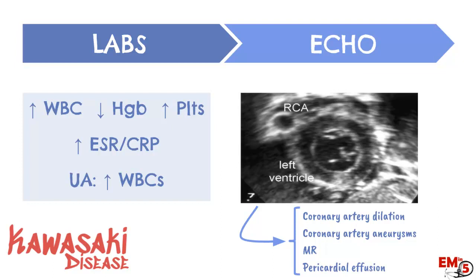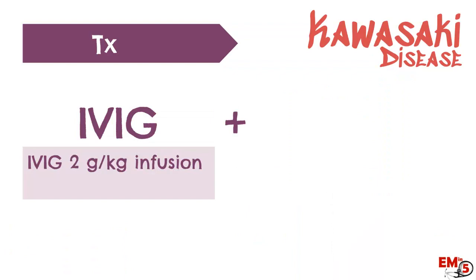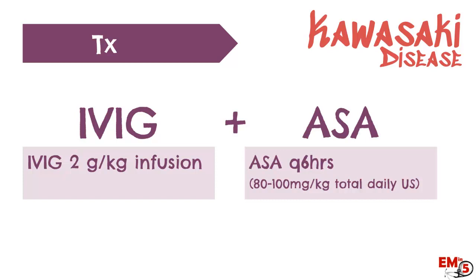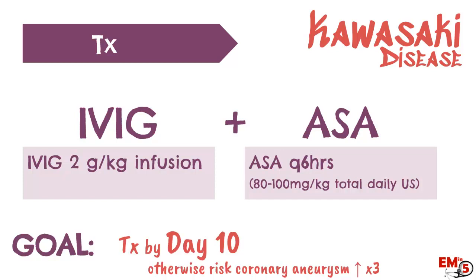But here's the catch. If you're worried about Kawasaki's, just go ahead and treat it. The echo should not delay your treatment, and just get the echo as soon as you can. Now, as we talked about, IVIG is the mainstay in treatment. You're going to give 2 grams per kilogram as an IV infusion, and you also add aspirin to this. Our goal is to treat the patients by day 10, because otherwise the risk of coronary artery aneurysm increases by about 3-fold.